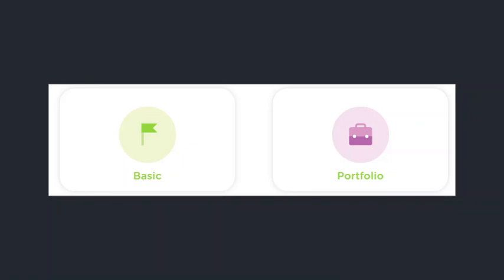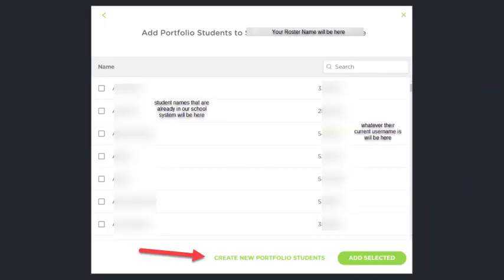So if you want to be able to do those things, you will select Portfolio, at which point you will be prompted to either create new portfolio students or add selected. You can add selected students because you'll see a list of students that have already been added to your organization. Over on the left-hand side will be their names and the user ID assigned to them. The roster that you've named and want to add them to will show up at the top. You can scroll through and select their names, and then it will let you add them that way. The quicker way, because that will be everyone in the school, is to create new portfolio students.